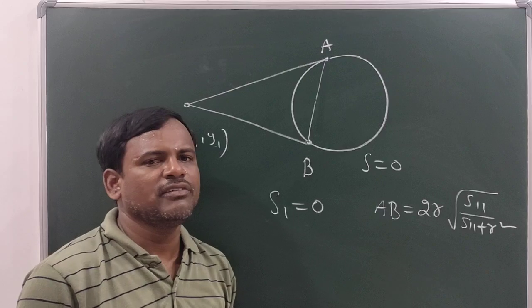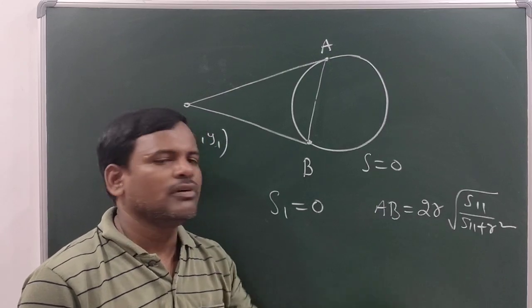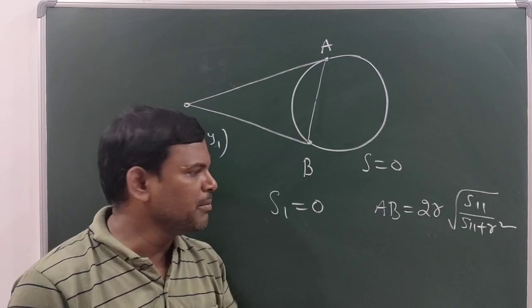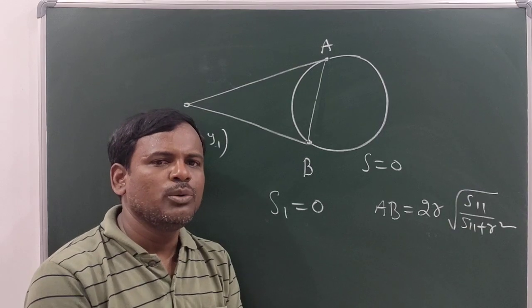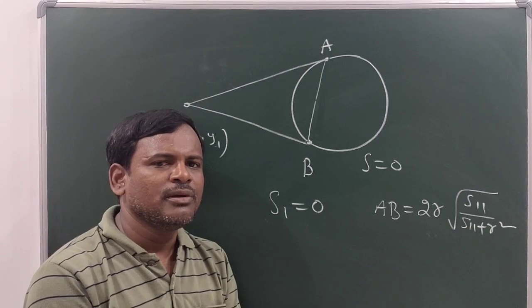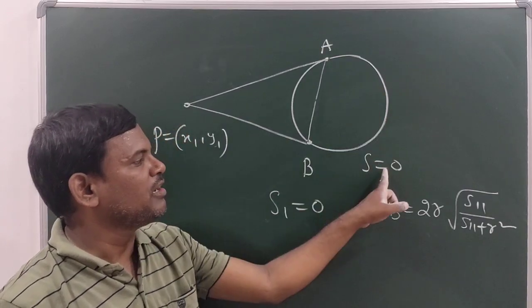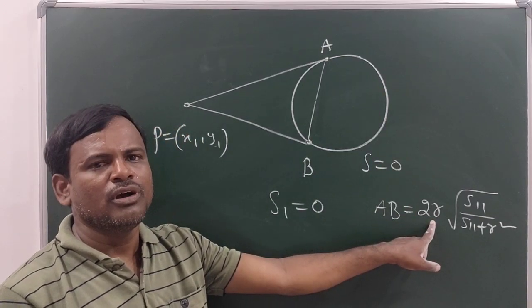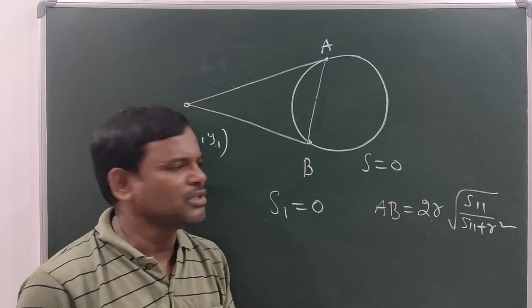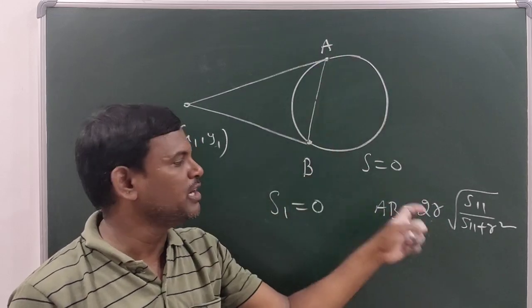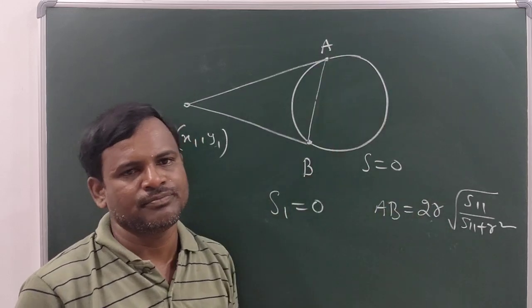Your proof is not required. Just answer this question by remembering the standard result: 2r into root S11 by S11 plus r square. When the circle equation is given, you know how to determine the radius, you know how to prepare S11. Substitute them and simplify so that you will get AB this many units.